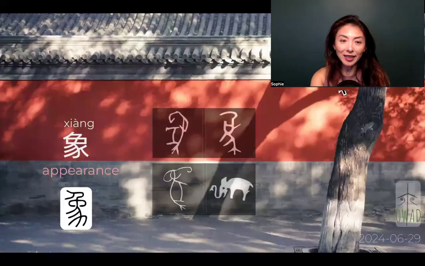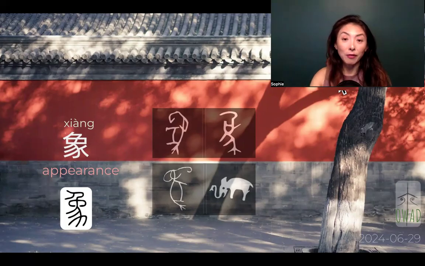Let's dive in. Today's special Chinese character that represents a lot of philosophical thinking from Chinese as a culture collectively is xiang.